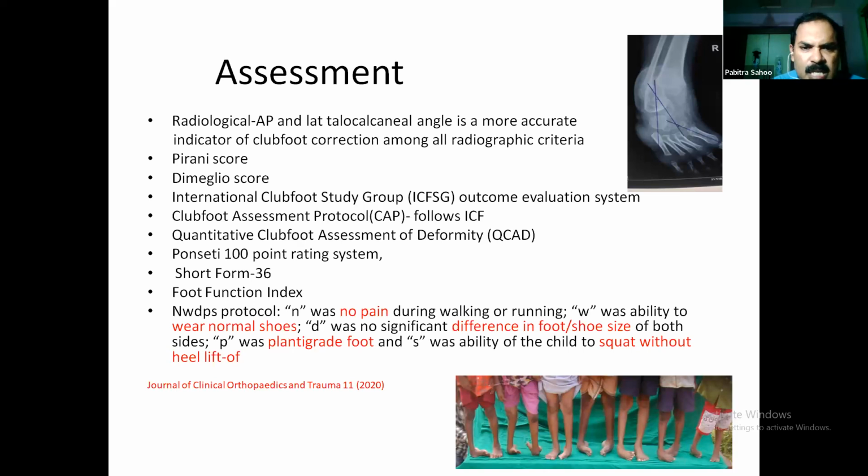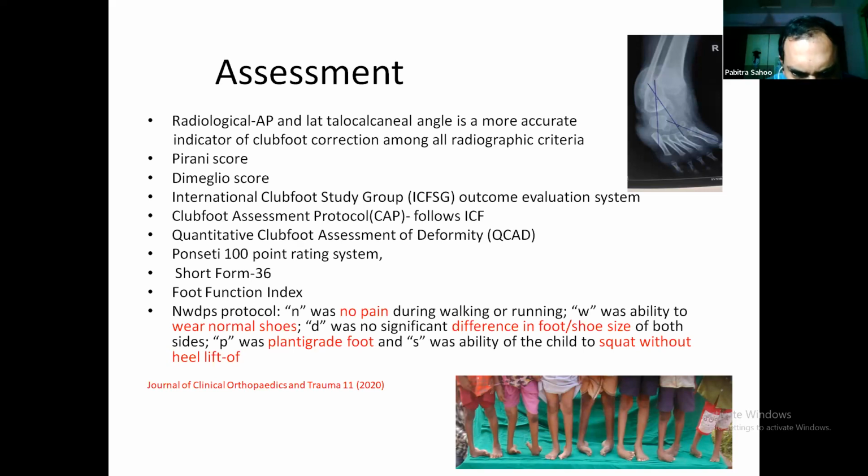Other methods are quantitative clubfoot assessment of deformity, the quantitative 100-point rating system, and Short Form 36, which also can be used for assessment of your treatment, how the patient has benefited with your treatment, and can be assessed for research purposes also. Short Form 36 and Foot Function Index can be used.